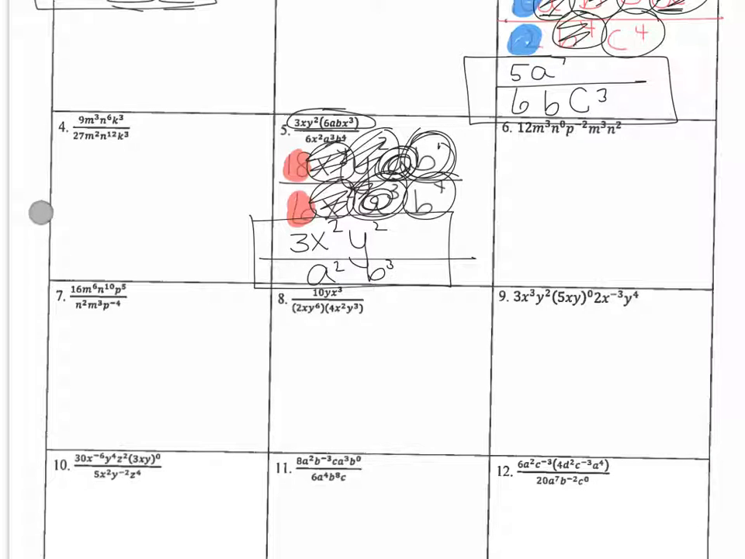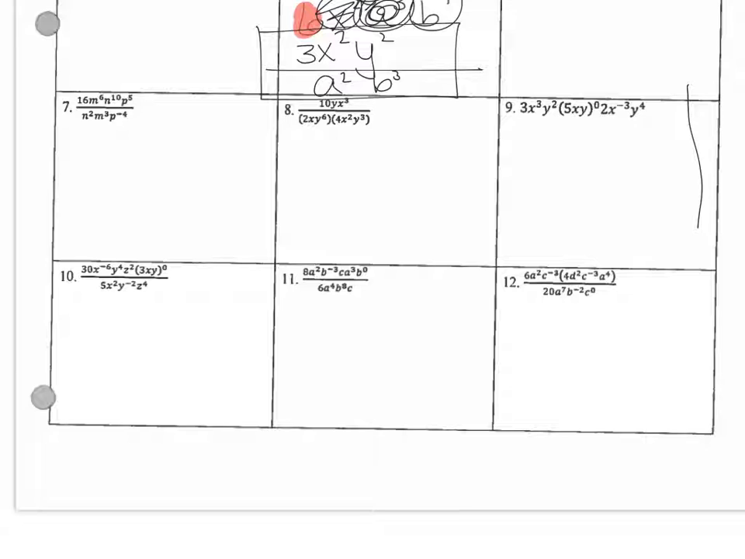I'm going to do 2 more. I'm going to do 10, and then I'm going to do 12. Let's do 10 first. What's the best thing I notice about number 10? Best thing I notice is that I have a 0 exponent, and this whole thing is being raised to the 0 exponent, which means that whole thing equals 1, so it's gone. So I'm left with 30x to the negative 6, y to the 4th, z squared, all over 5x squared, y to the negative 2, z to the 4th.